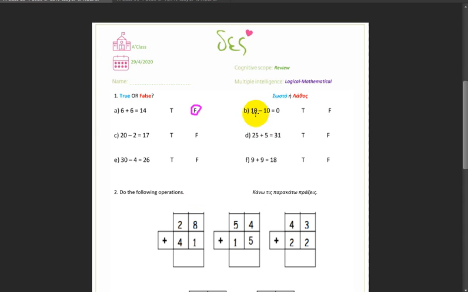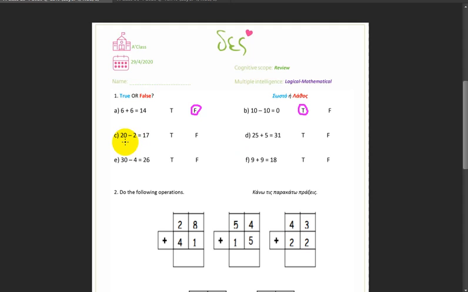Next up, B says 10 minus 10 makes 0. And this is true because, as we said last week, when I subtract a number from itself, I always get 0. So if I have 10 pencils and someone takes away 10 pencils from me, what am I going to have left? 0, none.